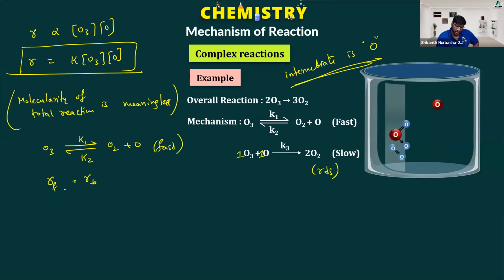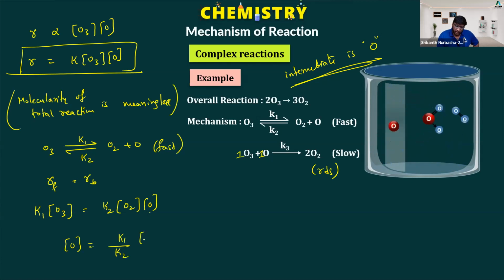What is the rate of forward reaction? K1 into concentration of O3. Rate of backward reaction: K2 into concentration of O2 into concentration of O. So can I say concentration of O is equal to K1 by K2 into concentration of O3 divided by concentration of O2.